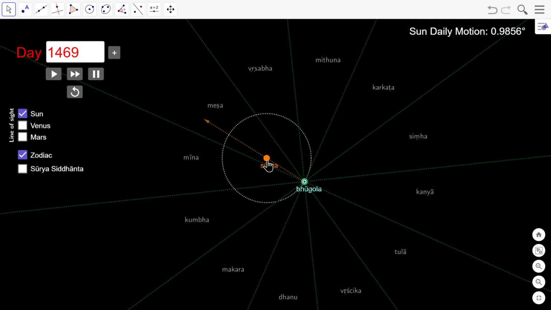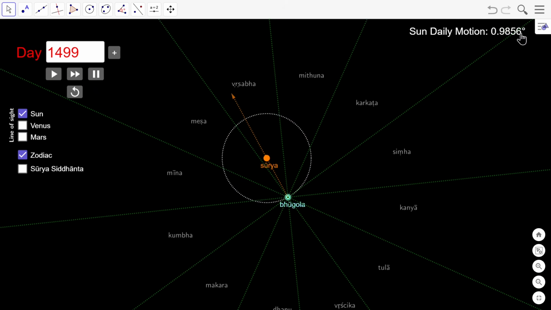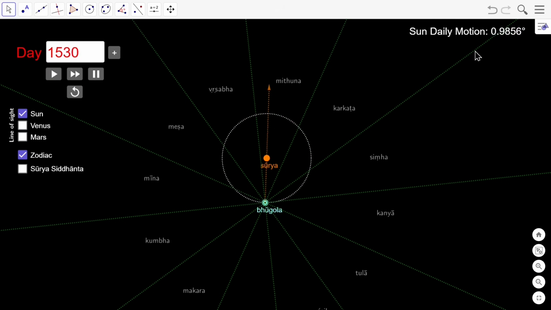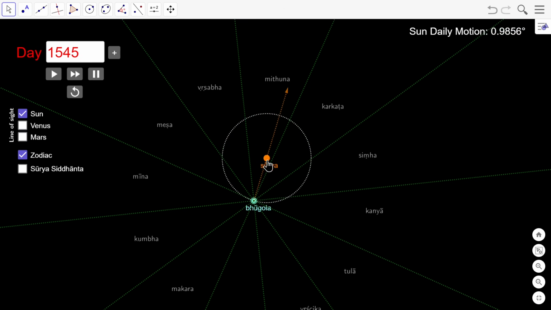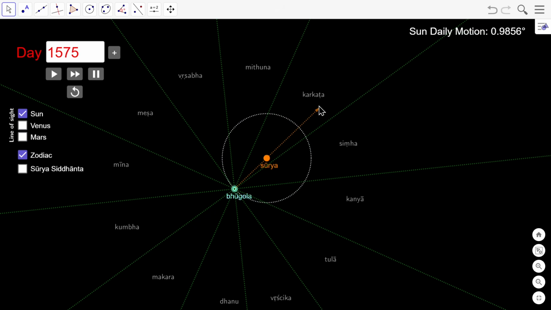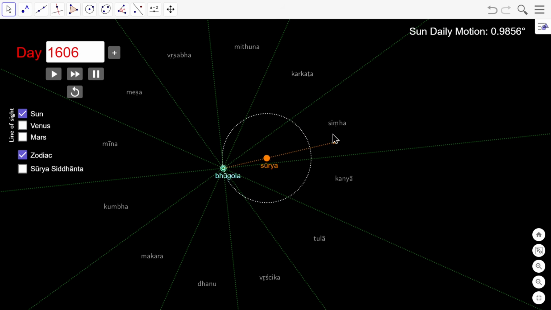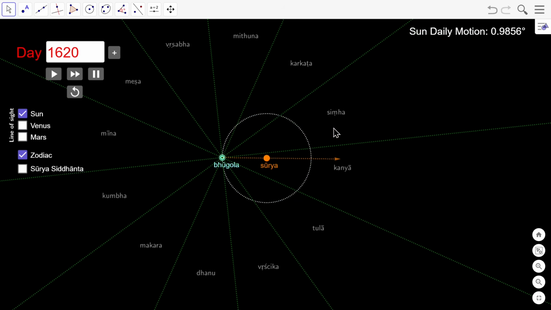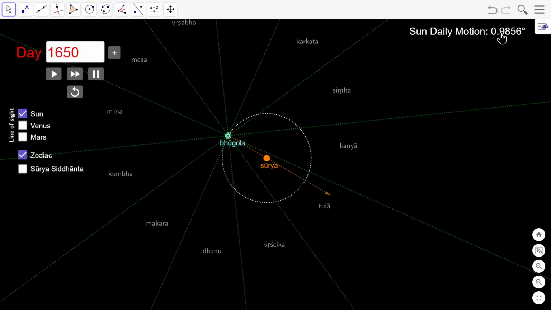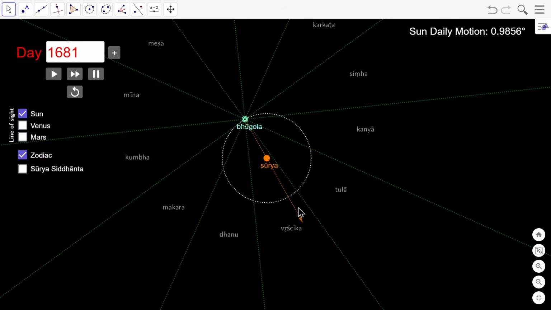Also note that the movement of the sun is very steady. Daily movement is 0.9856 degrees every day. Sun's daily motion. And that's a very straightforward calculation you can make. In 365 days, the sun will traverse all the nakshatras and come back to wherever it started. That means it covers 360 degrees in 365 days. So you do a simple division, every day it will cover slightly less than 1 degree. That's why sun's daily motion appears to be constant.